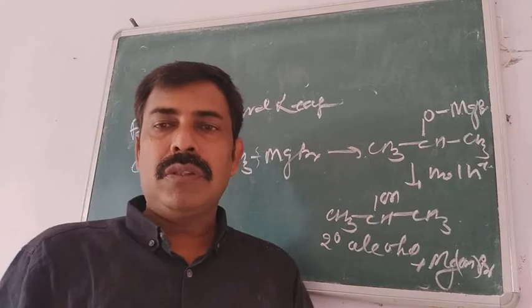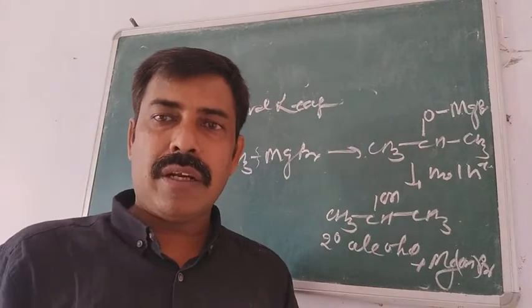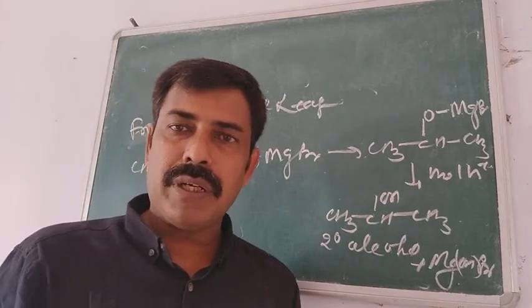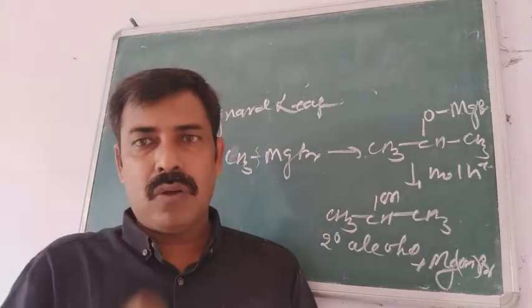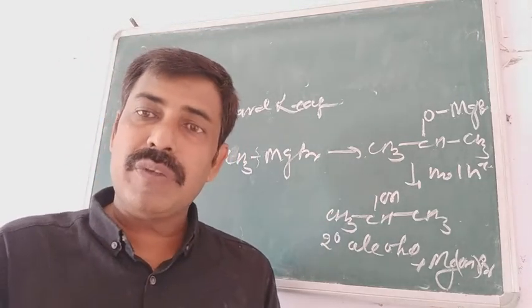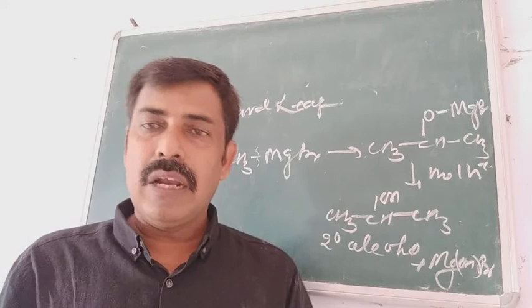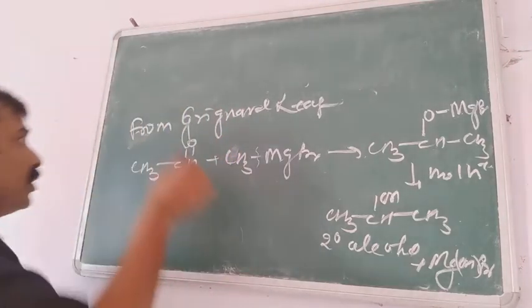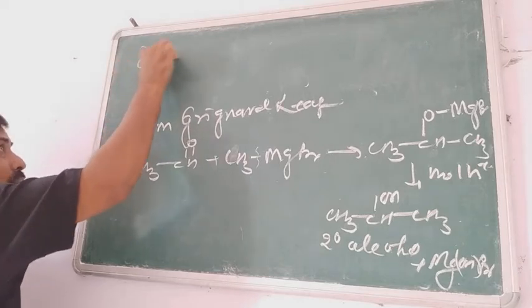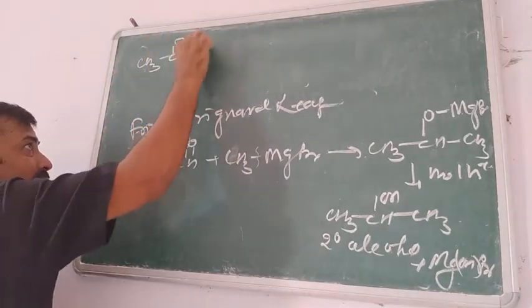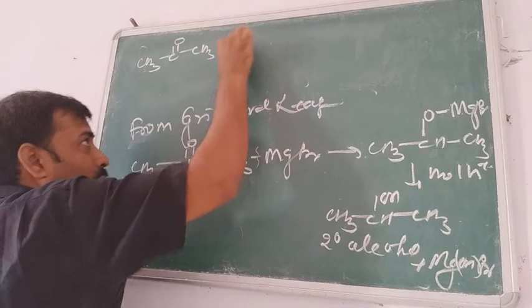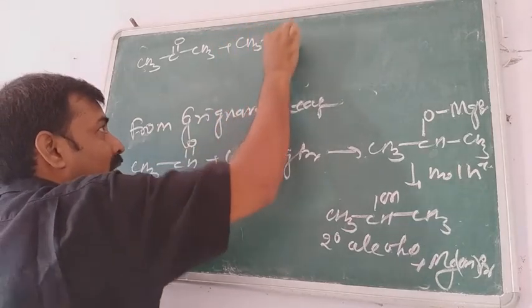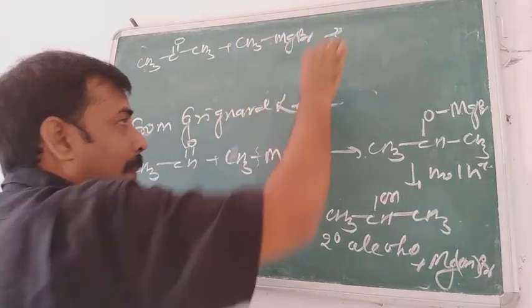But what happens when you take the Grignard reagent? With the help of the Grignard reagent, how will you prepare the alcohol? Grignard reagent along with the ketone. How will you prepare the alcohol with the help of the Grignard reagent and ketone? So this is the ketone, propanone, well known as acetone, which is treated with methyl magnesium bromide.